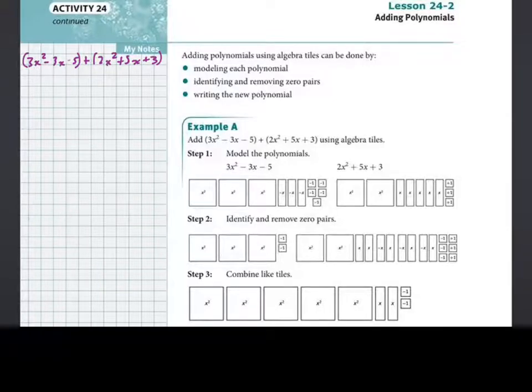Now to teach you guys how to do it, they're trying to show you algebra tiles, which is, I think, good for a visual. So let's just look at it for a visual. I'm not going to actually do algebra tiles with you guys because I think that some of you will just be like, oh, come on, I don't need this.